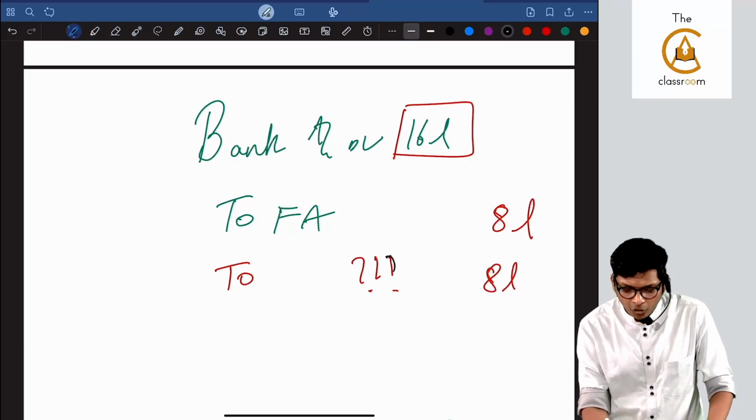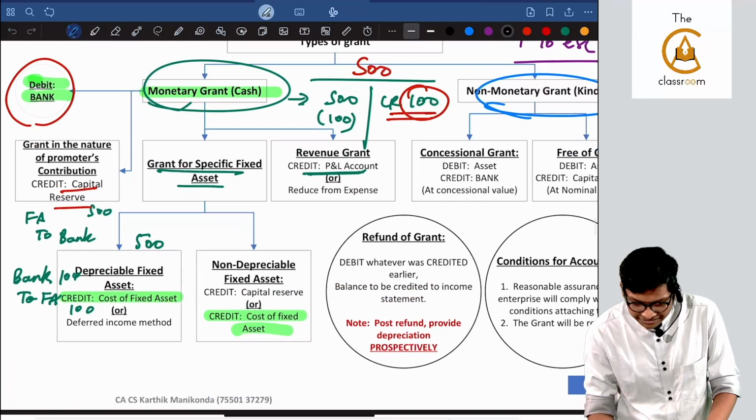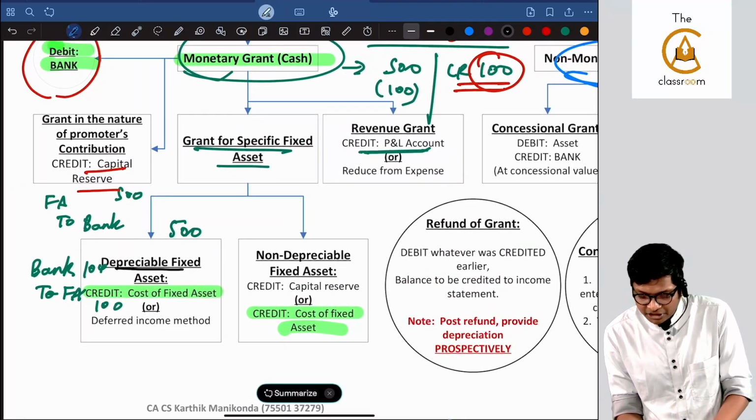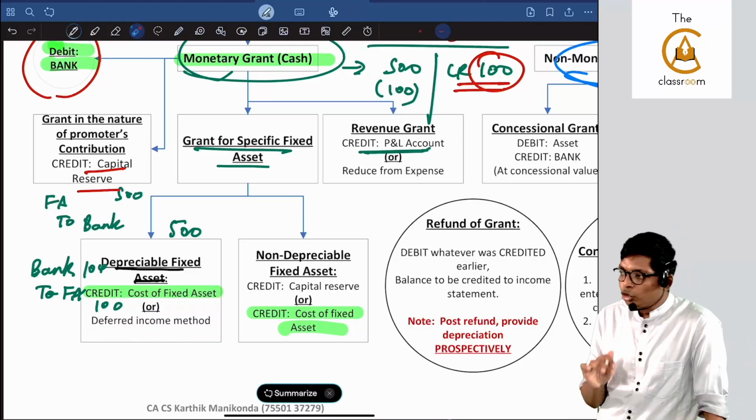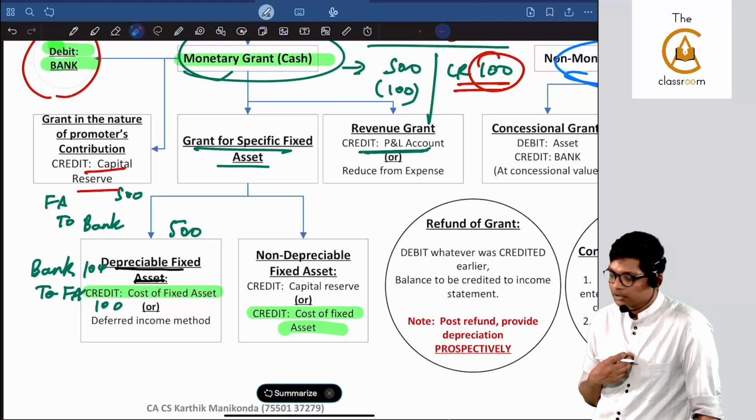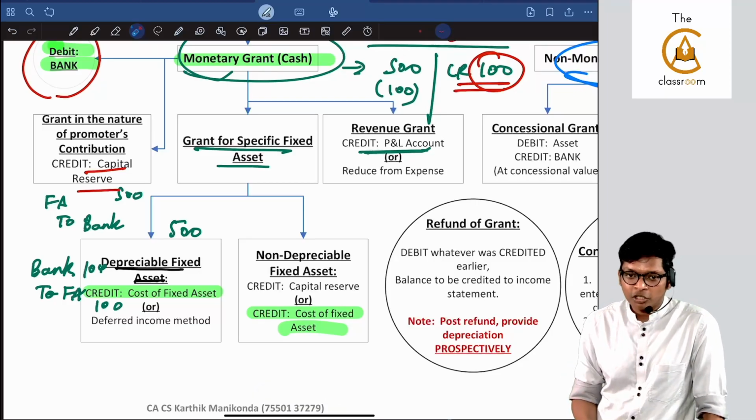If you are following, look at this. In this you have two options. Depreciable fixed asset: I can either credit cost of fixed asset or I can use deferred income. Here I am not doing the deferred income method. Correct? I am only doing reduction of cost.